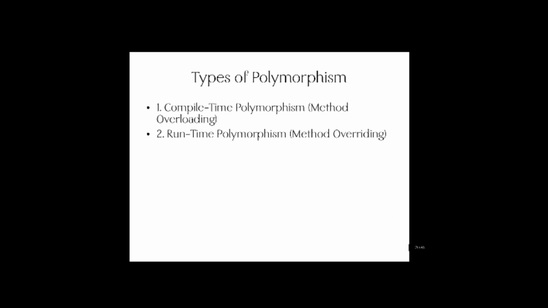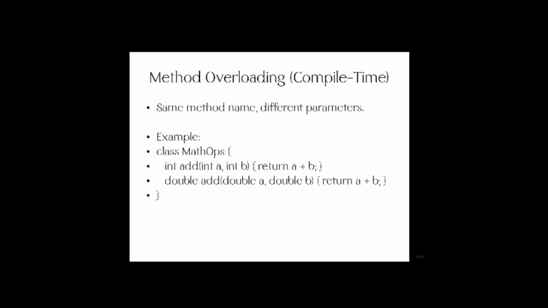Now let us move towards the next slide. The next slide is about method overloading. Method overloading is also called function overloading. In method overloading, multiple methods can have the same name in a class but must differ in parameter count, parameter type, or parameter order. The Java compiler decides which method to call based on the method signature at compile time. Let us see an example.